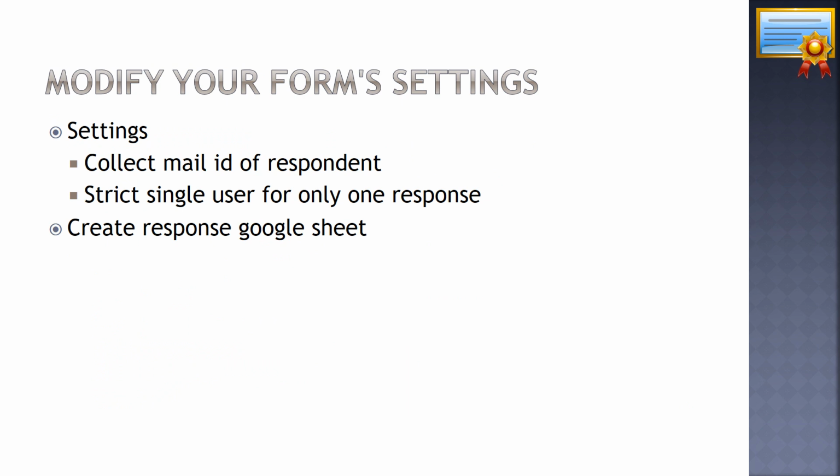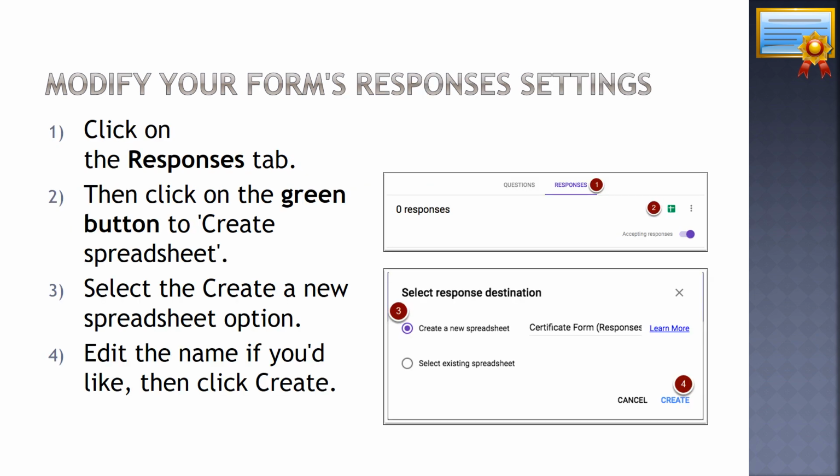We have to take care a little bit about settings. As it's a competition, we must collect mail IDs, select a single response from one mail ID, and create a response Google Sheet with a proper name. To create the response sheet, use the process shown in the diagram. Click on the green icon and select to create a new sheet. Give some proper name as you like.